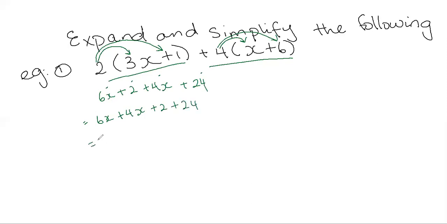Now I'm going to simplify, right? So 6x and 4x is 10x. And then I have 2 and I have 24. 2 and 24 is 26. So this is my final answer.